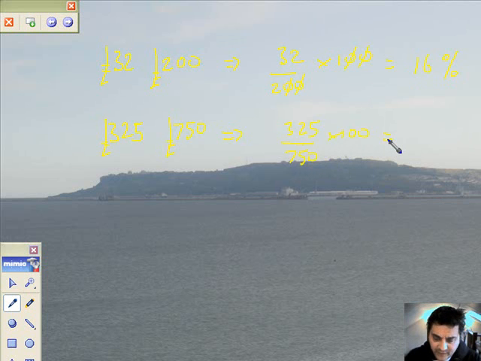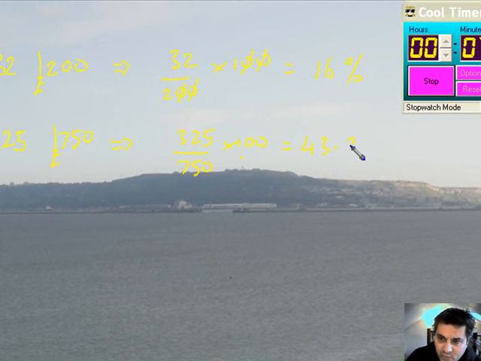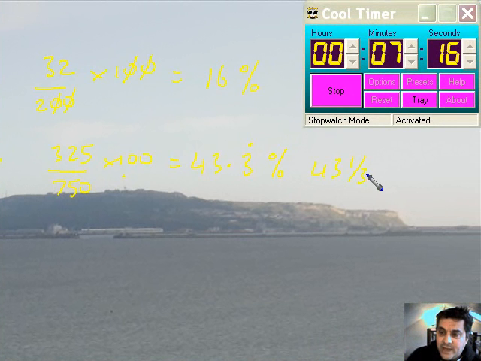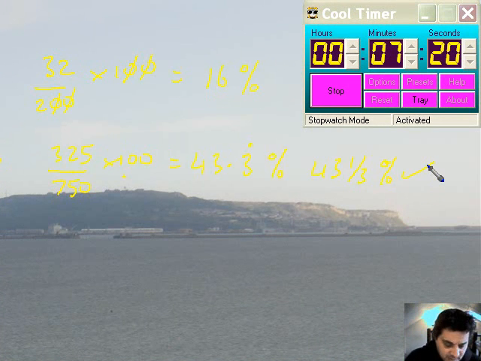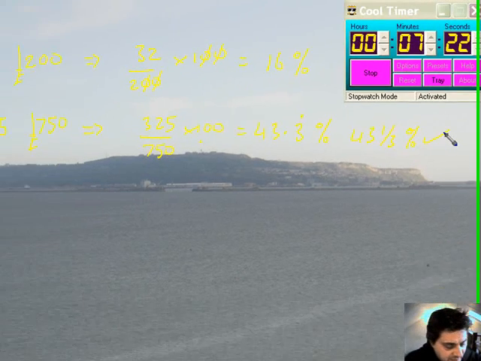So 325 divided by 750 equals, yeah, I definitely get times 100. I'm actually going to get 43.3, and it recurs, percent. Alright, so it's 43 and a third percent exactly. I may as well write that. 43 and a third of a percent, and that's perfect. Okay, so that's writing one quantity as a fraction of another.